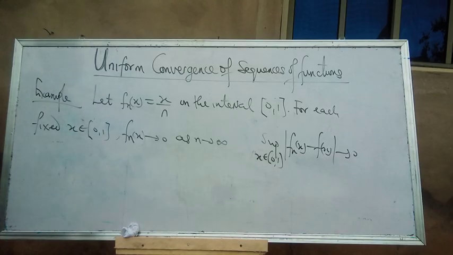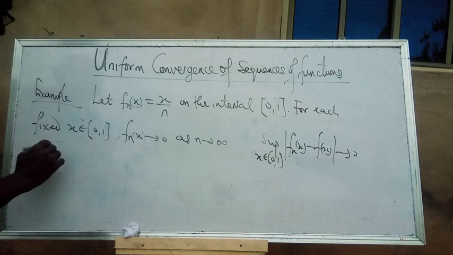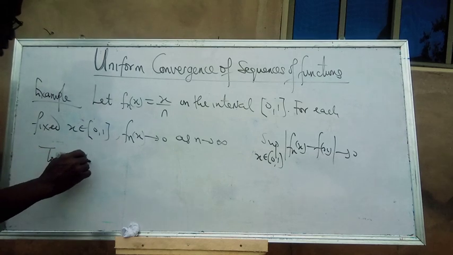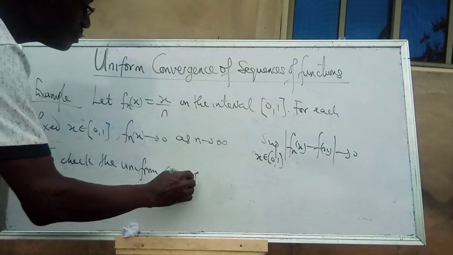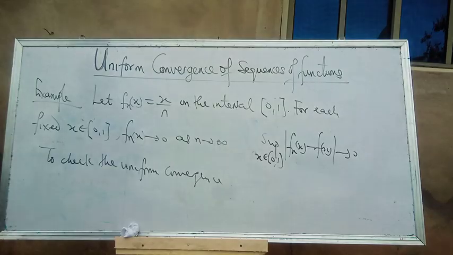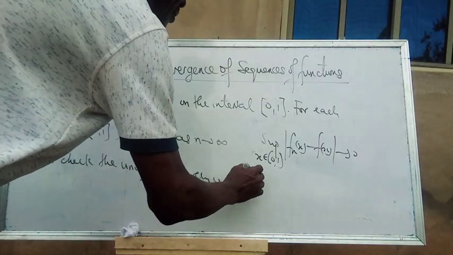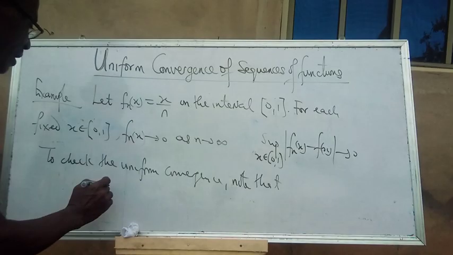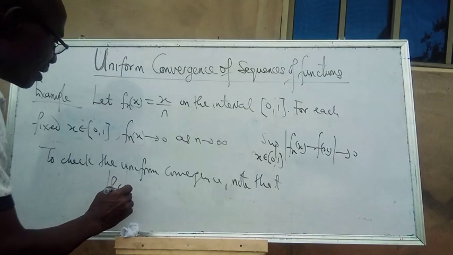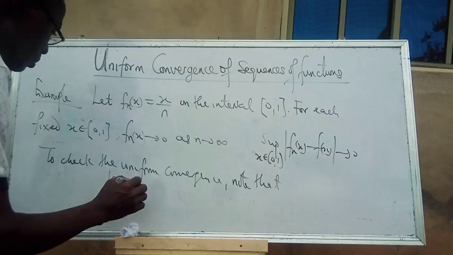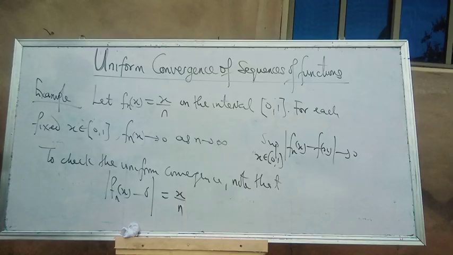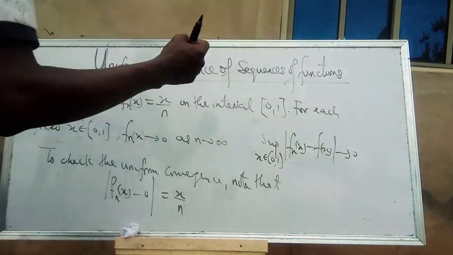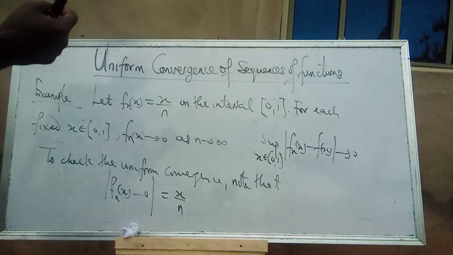So now, to check the uniform convergence, we note that the absolute value of fn of x minus 0 is equal to x all over n. What do we mean by this? Looking at that definition, we said the supremum of the absolute value of fn of x minus f of x will tend to 0.